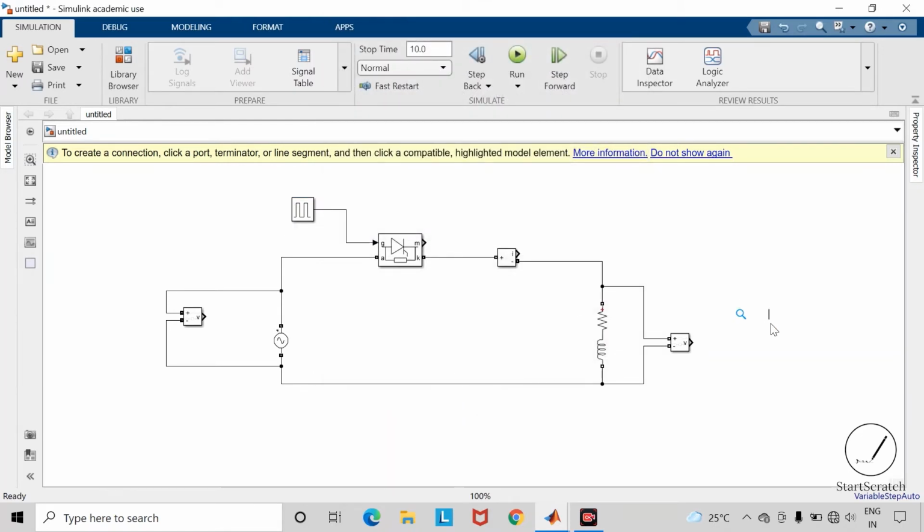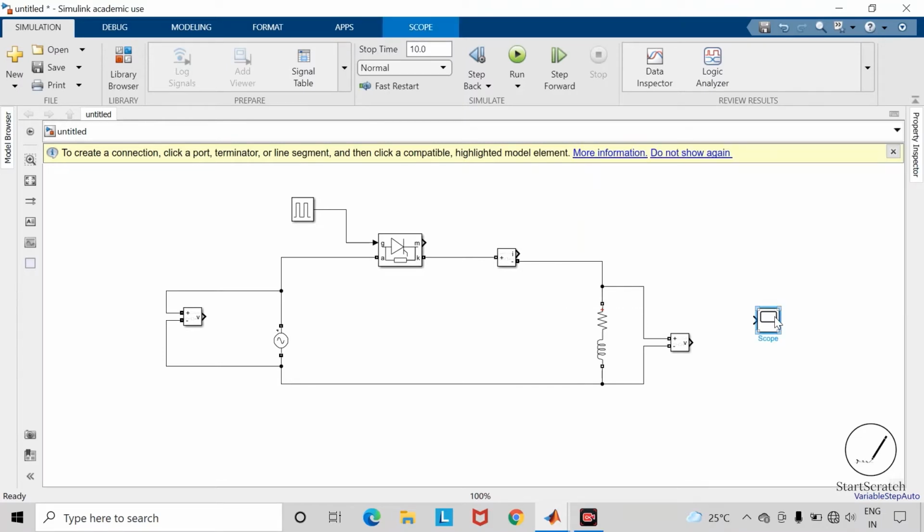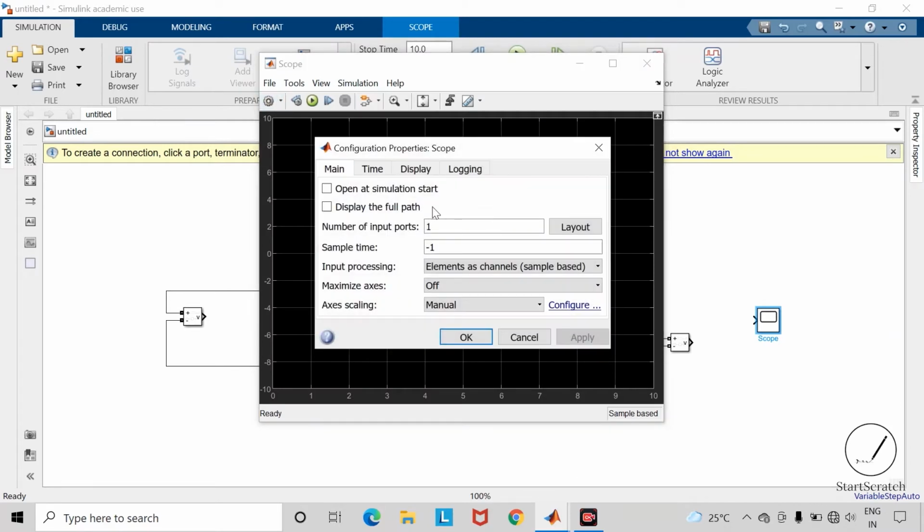Take the scope block to view the waveforms. We will connect 4 different signals to this scope block. So change the number of input ports and the layout.